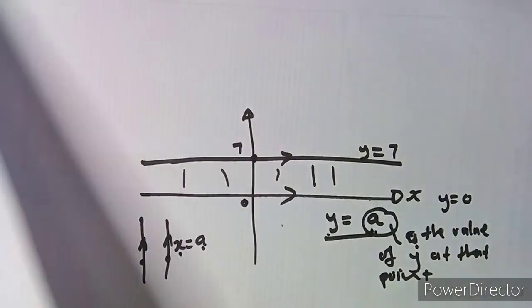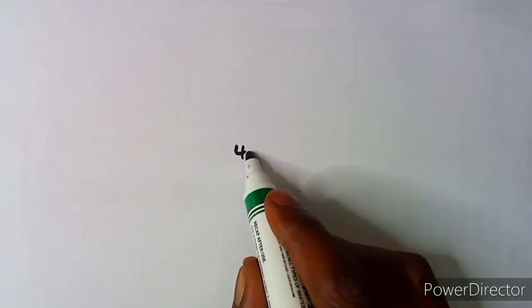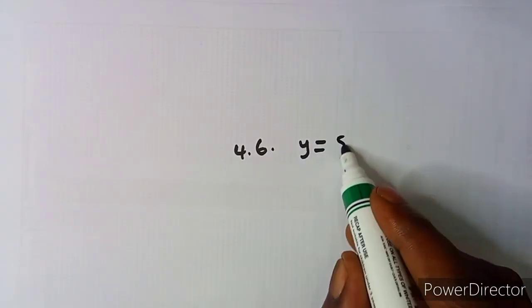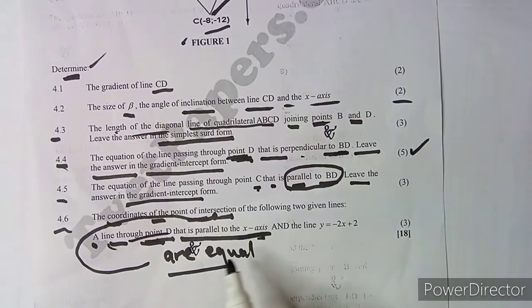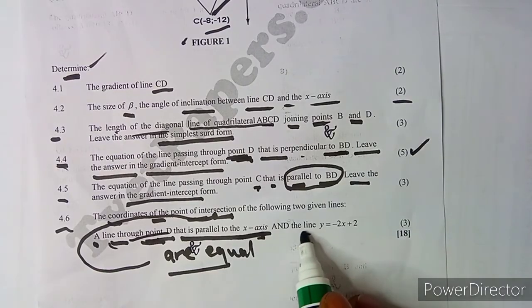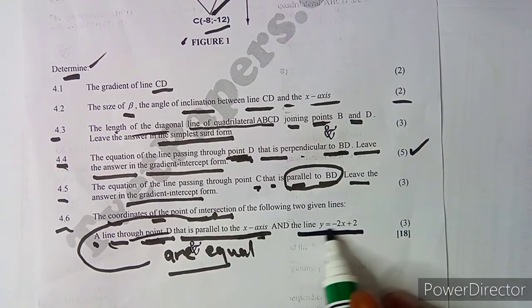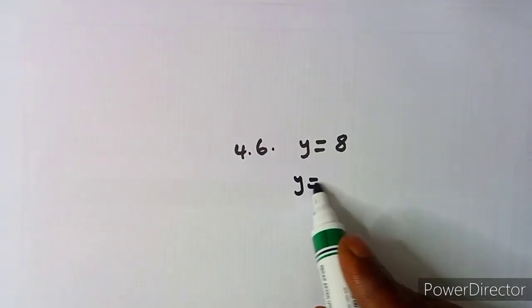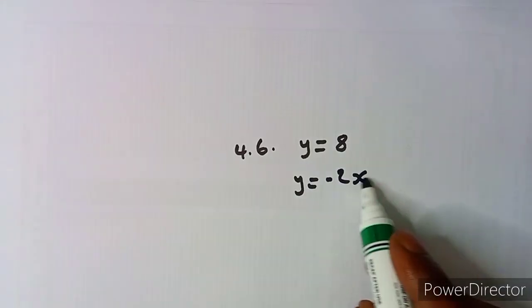So we have two lines now that we are given. The one that is parallel to the x-axis, we said its equation is y is equal to 8. That is the equation of this line. And we are given that it is going to intersect with the line y is equal to minus 2x plus 2.